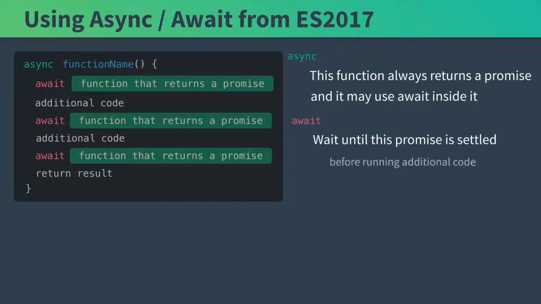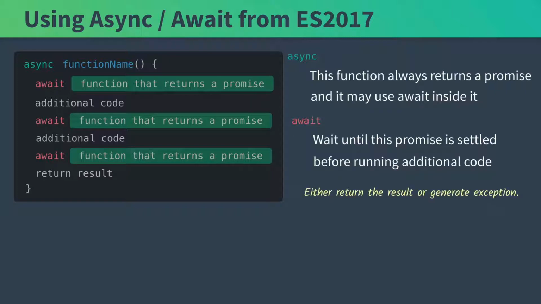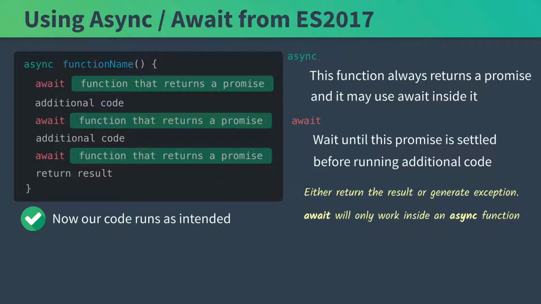Await means wait until this promise is settled before running additional code. And when I say settled, I mean it either returns a result or generates an exception. Now this code is going to run as intended, waiting until each promise gets resolved before running additional code. It's also worth mentioning that await can only be used inside an async function. It won't work otherwise.